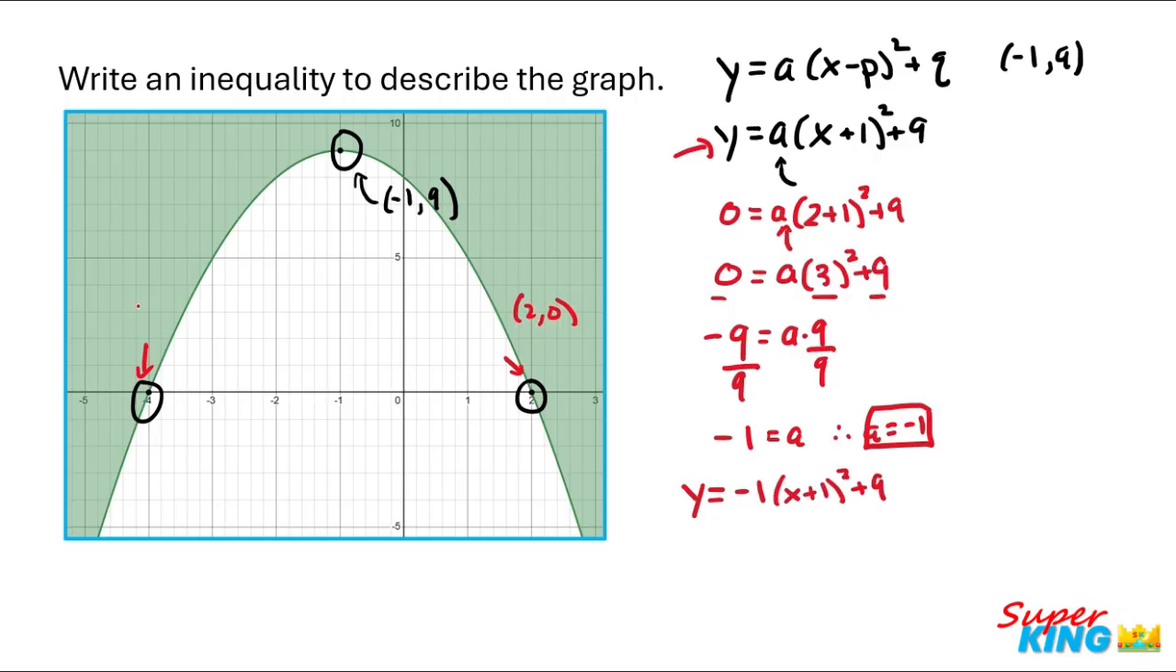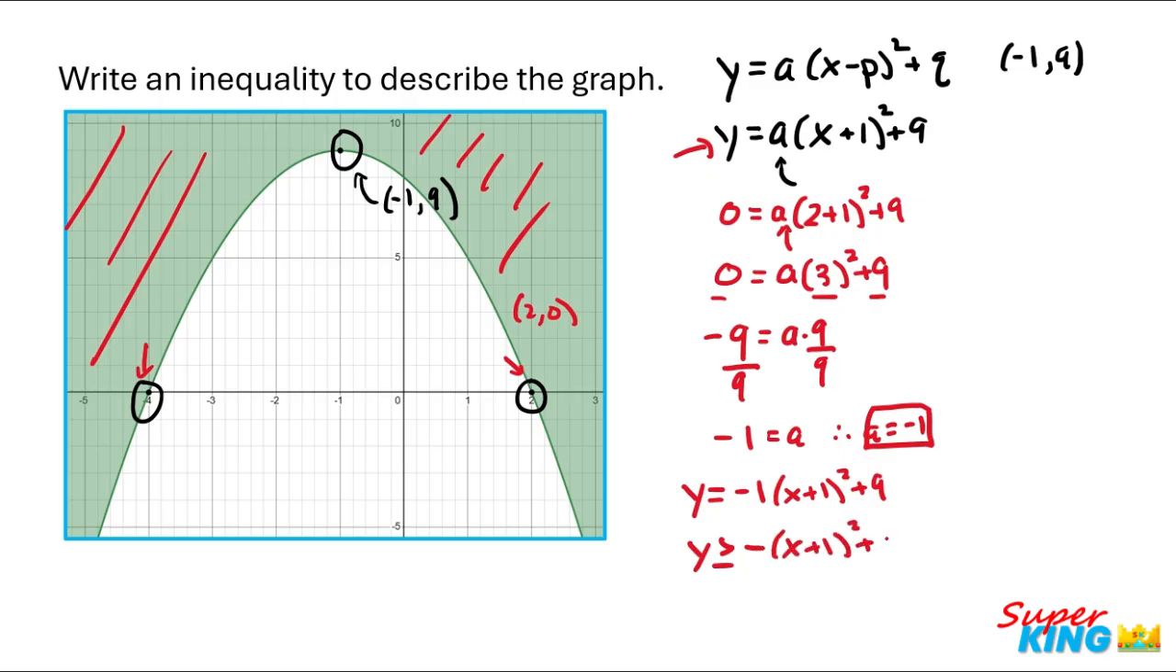But this would be the situation where we're only dealing with a quadratic line. The graph is not depicting a quadratic line. It's depicting a quadratic as well as the shaded region above. So all of our answers need to be greater than this original quadratic. And since we're also including that line, we can include an equivalency sign as well. So we can rewrite our solution as y is greater than or equal to negative (x plus 1) squared plus 9. And that would be the final answer for writing an inequality to describe this graph.